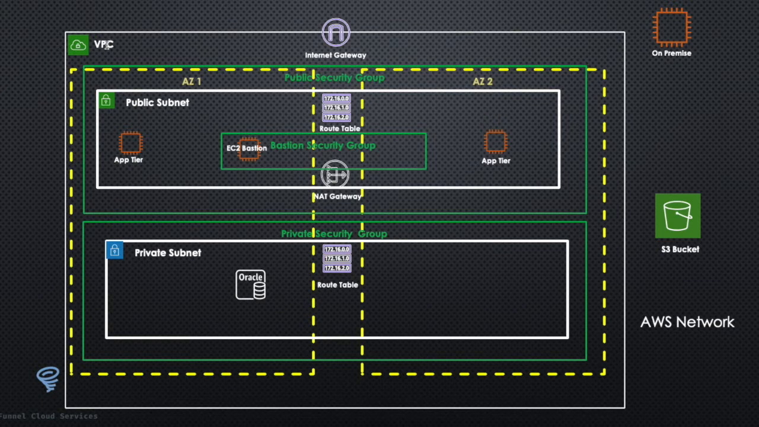It's an isolated, dedicated private network that in AWS they call a VPC. They've got a couple of subnets. Private subnet is where Oracle will live. Public subnet is where your app tiers would live. And we're going to throw a Bastion host in there so that we can communicate with on-prem. The security groups are the firewall rules.